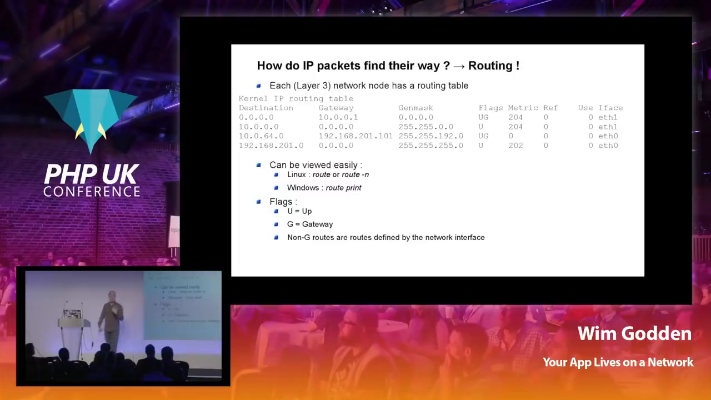That means any packet that is being sent to this range is actually being transmitted to that gateway, so using the MAC address of that gateway. Now, the top one is a special case. It has destination 0.0.0.0, which basically means anything else. In most cases, this means the internet. So anything else is being sent to 10.0.0.1. Now, where does 10.0.0.1 live? Oh, it lives on the second range, so it lives on eth1. So this is a way to see where my traffic is actually going to go.